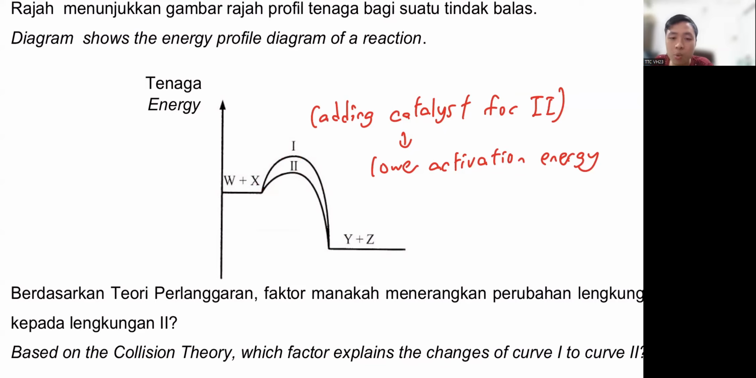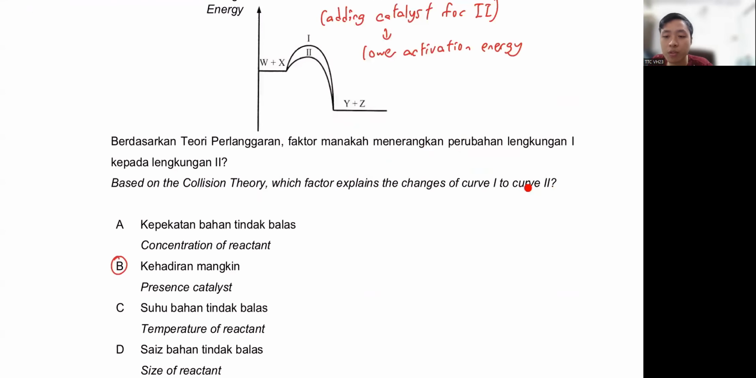So what happens is, when they add without catalyst first, we don't have catalyst, they will have higher activation energy. If they have catalyst, they're adding catalyst, they will have lower activation energy. So the answer should be, they ask which one is curve. Explain the changes of curve 1 to curve 2. So you can say presence of catalyst. Normally this graph is showing for catalyst one.